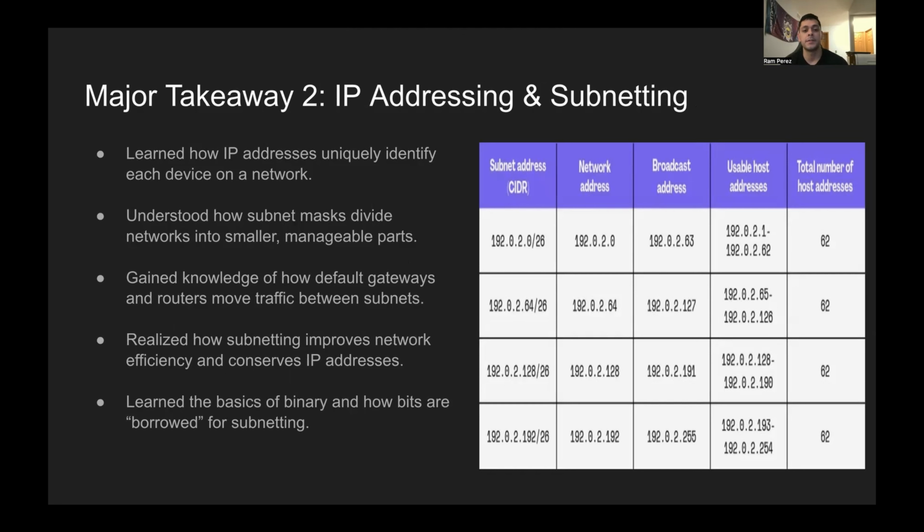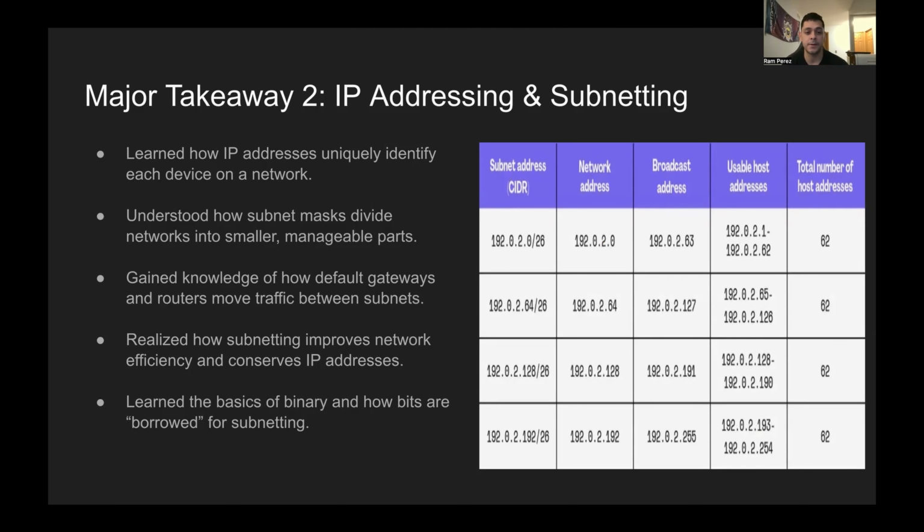If you look at the image that I attached to the slide, it shows how a /26 subnet mask works using the 192.0.2.0 network. With a /26, we have 64 total addresses per subnet, but only 62 are usable because the first is reserved as a network address and the last is reserved as a broadcast address. This table also makes clear that the first subnet, 192.0.2.0/26, has usable addresses from 1 to 62 and a broadcast at 63.